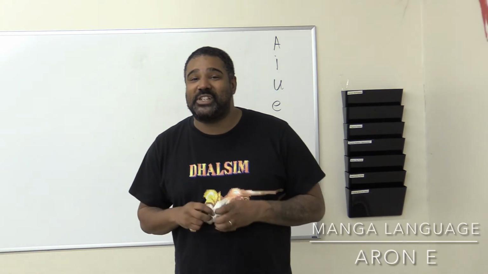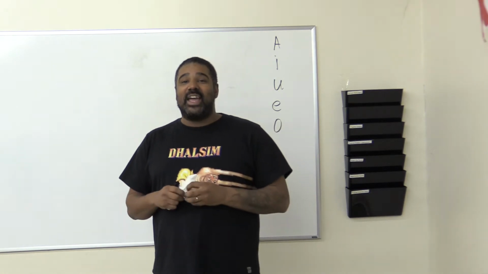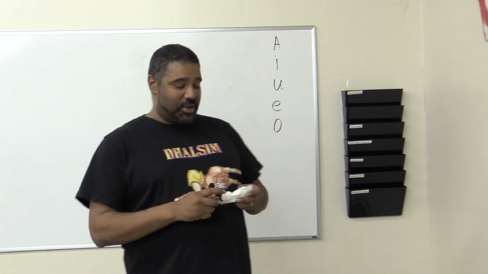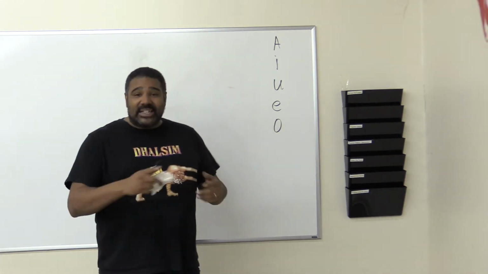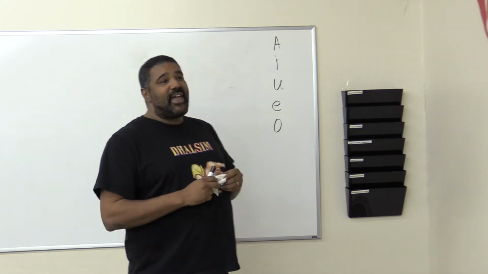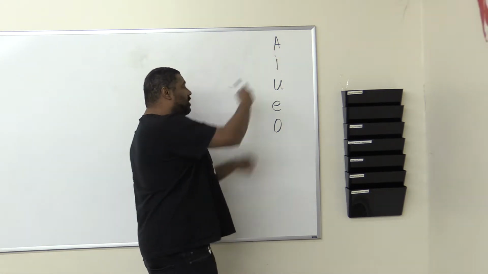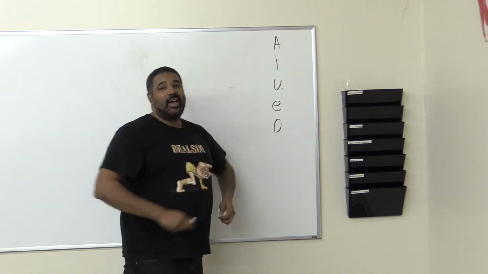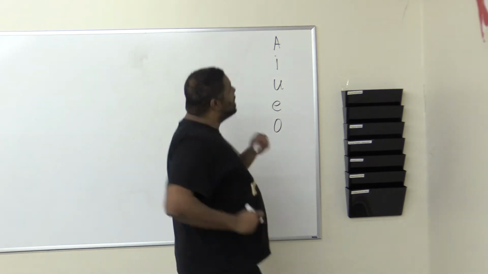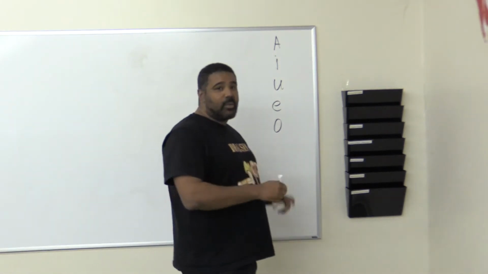Today, I am your presenter, Aaron Irvin, and I'm going to present some manga language to you. Today, we're going to go over the basic fundamentals of Japanese, and that is A, I, U, E, and O. Now, that is the syllables of the language.